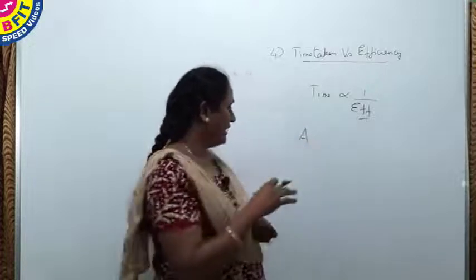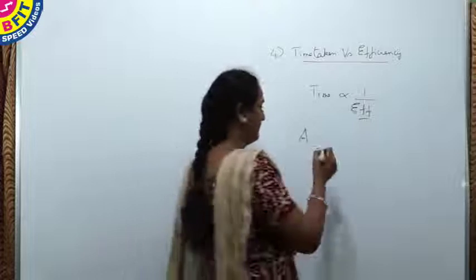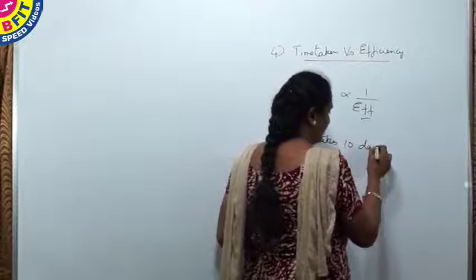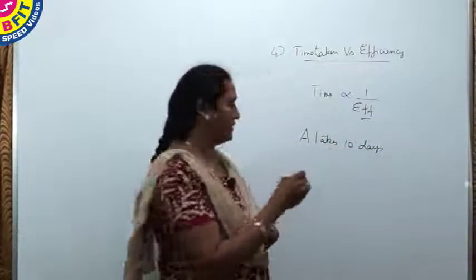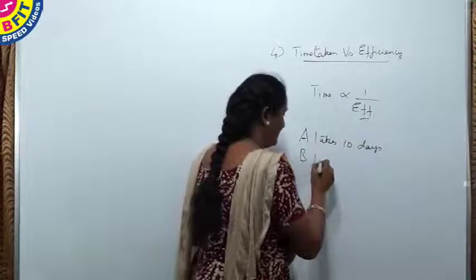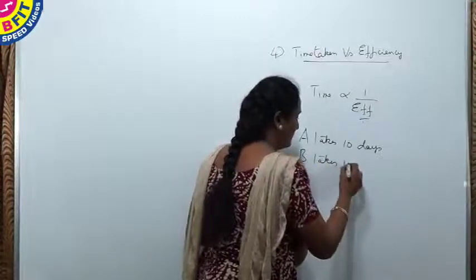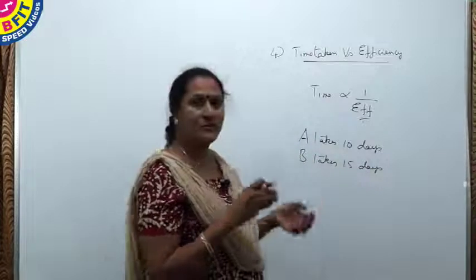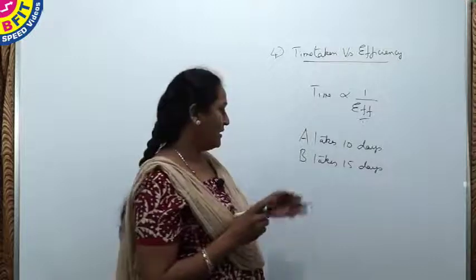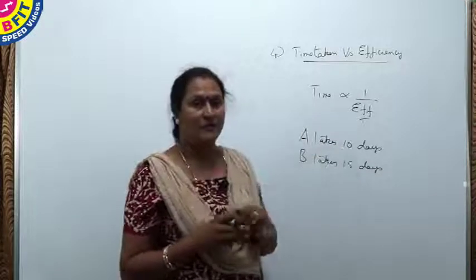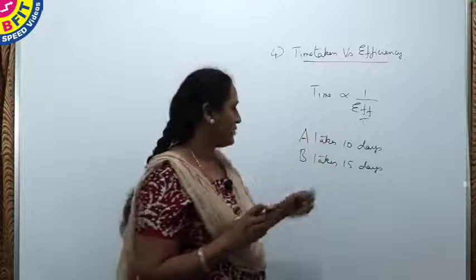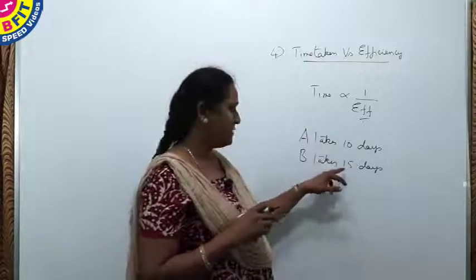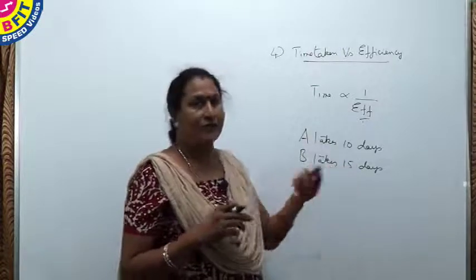So B is taking 15 days to do the same work. A takes 10 days to do a work, and B takes 15 days. So in this, who is efficient? Obviously it is the person who takes less number of days to do the same work. A is taking 10 days, less number of days. So A is more efficient than B, who is taking more days, that is 15 more than 10.